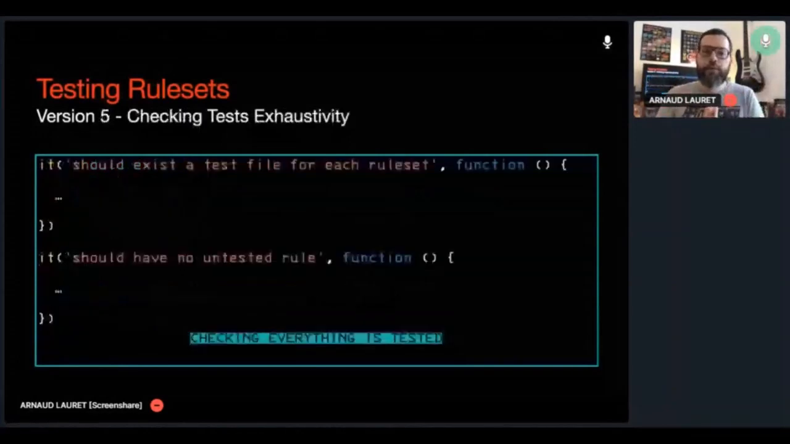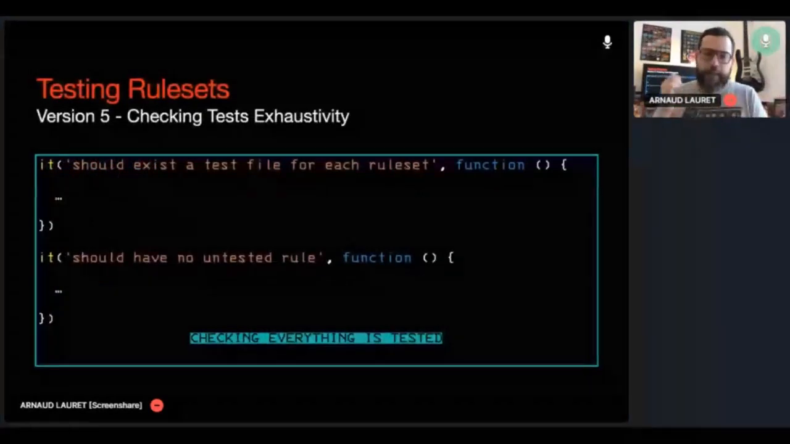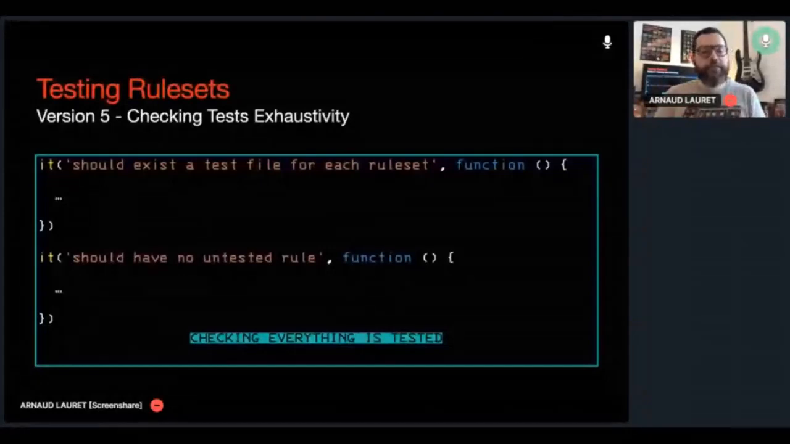As the number of rules and rule sets was growing, I was fearing to forget testing some of them. So I added checks to ensure that I have a test suite for each rule set. And at the end of each test suite, I check that each rule has been used at least once. This is not perfect, but it works so far.